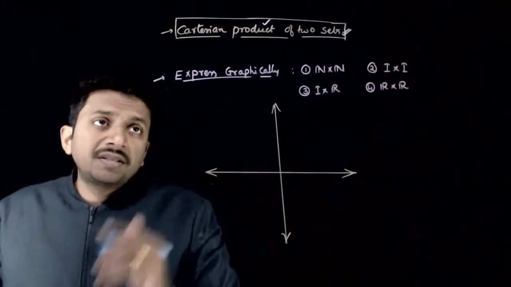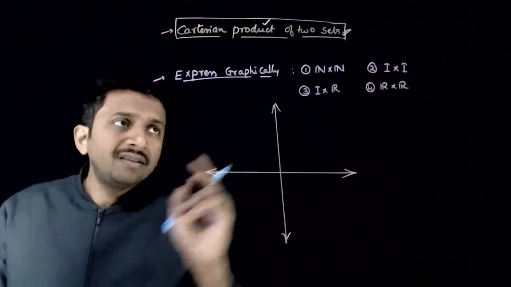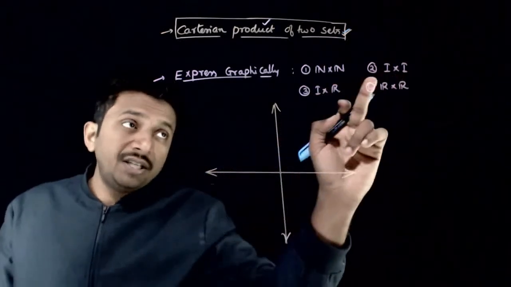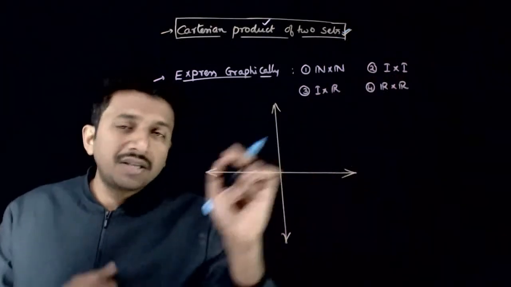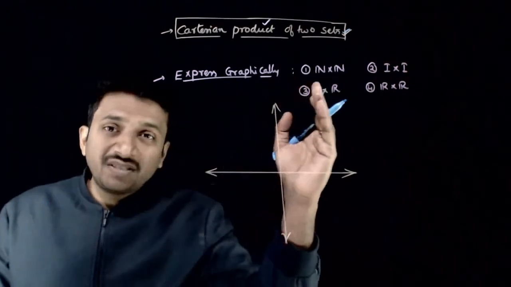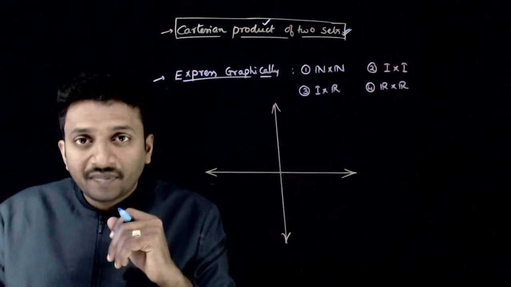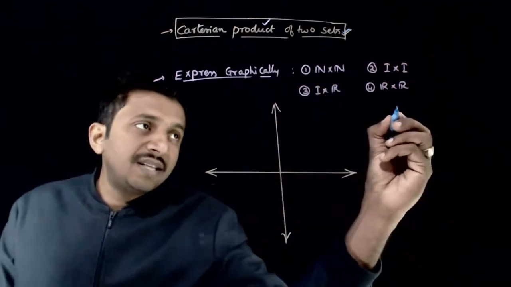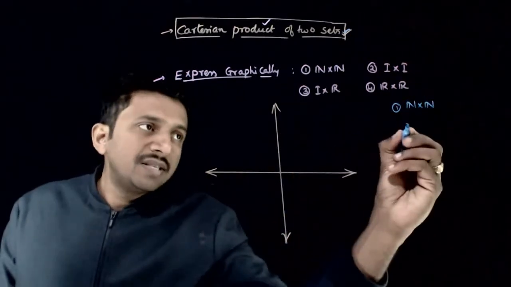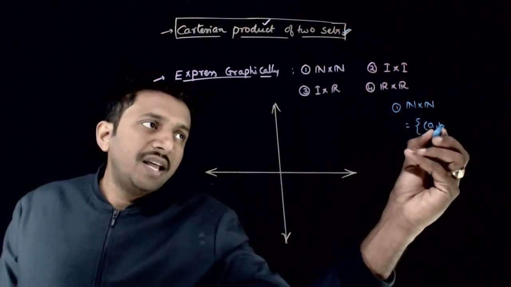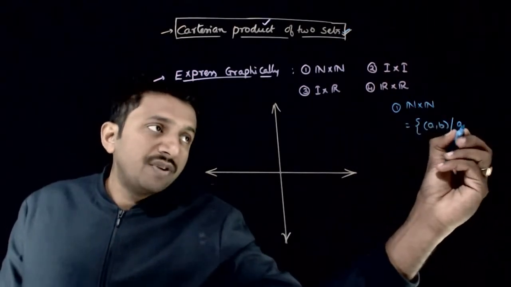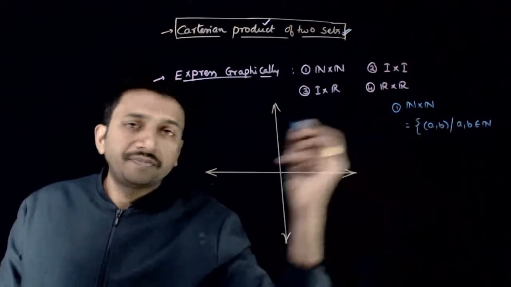The next question is, express graphically the Cartesian products of N cross N, I cross I, integers cross integers, integers cross real numbers, and real numbers cross real numbers. So you're asked to express these sets graphically. Let us take the first set, natural numbers cross natural numbers. This is nothing but the set containing ordered pairs (a, b), such that a comes from natural numbers and b also comes from natural numbers.